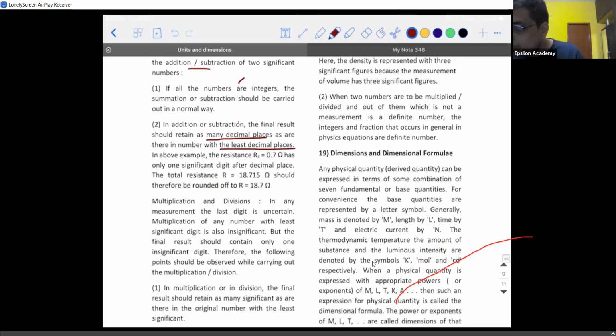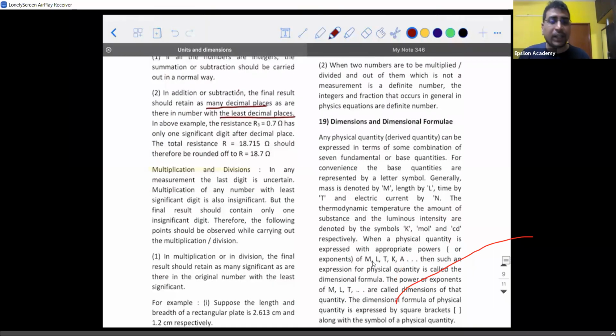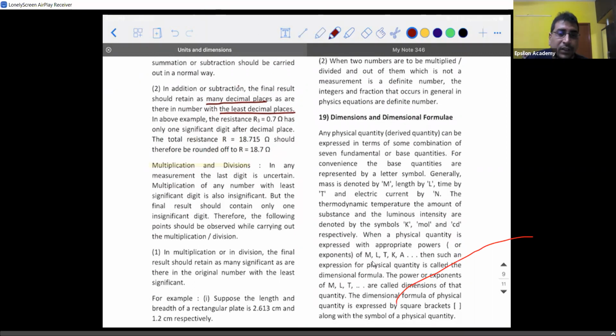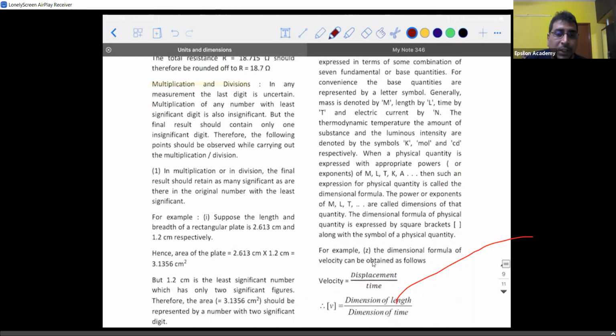Now what about multiplication and division? In any measurement, the last digit is uncertain. So the multiplication of any number with the least significant digit is also insignificant, but the final result should contain only one insignificant digit. Therefore, the following point should be observed while carrying out multiplication or division.